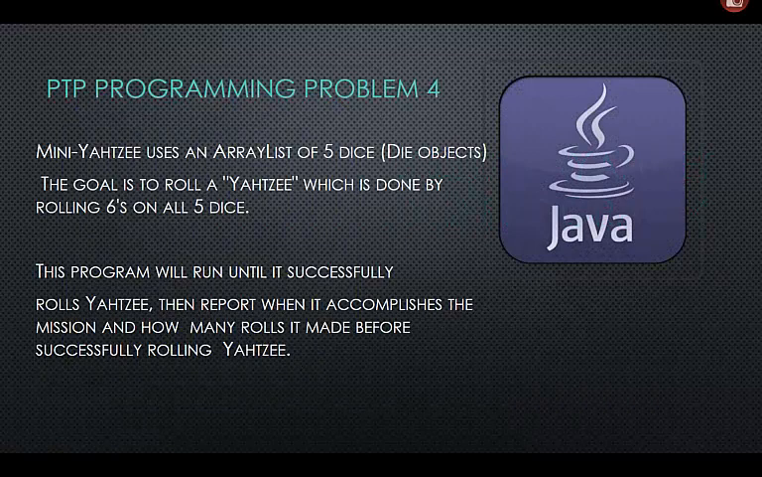Here is our programming problem. Mini Yahtzee uses an array list of 5 dice, which are die objects. The goal of this is to roll a Yahtzee, which is done by rolling 6s on all 5 dice. This program will run until it successfully rolls Yahtzee, then report when it accomplishes the mission and how many rolls it made before successfully rolling the Yahtzee.